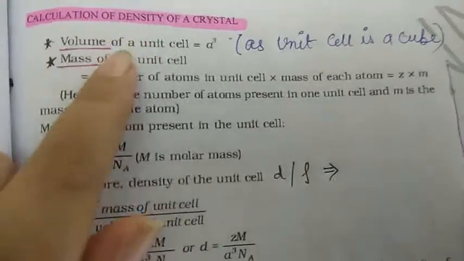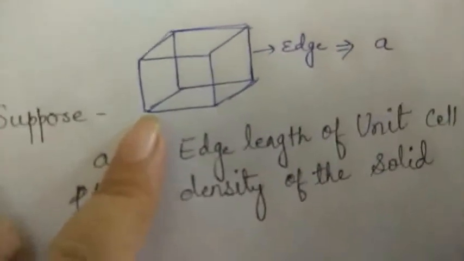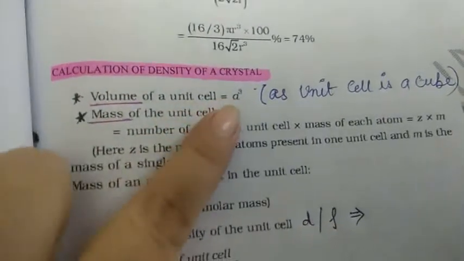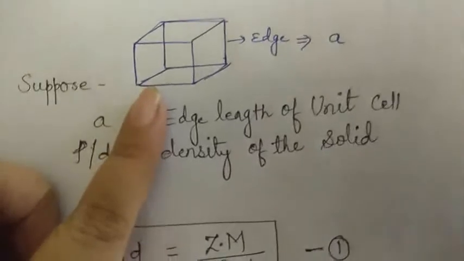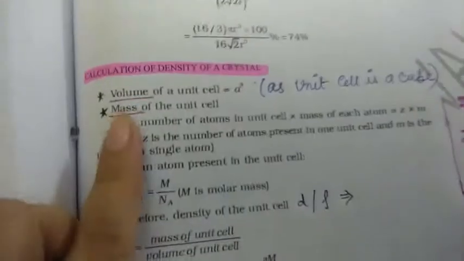And we know crystal is made up of unit cell. What is unit cell? I already told you. Unit cell can be symbolized by this cube. Right? So, as we know, the volume of unit cell is a cube. Why a cube? Because your unit cell is nothing but a cube, and volume of a cube is a cube. That is why volume of unit cell also will be a cube.